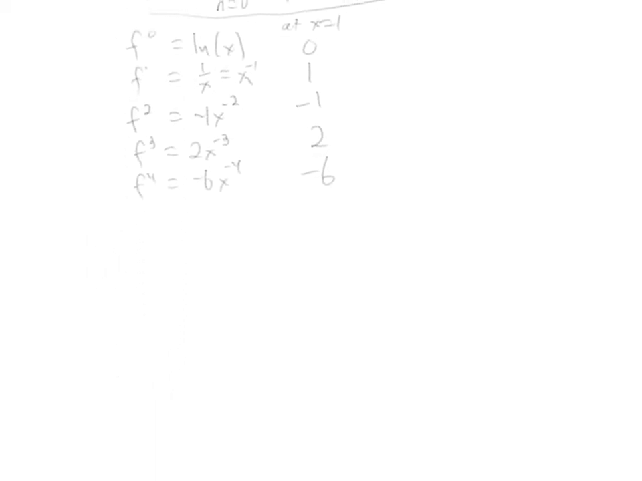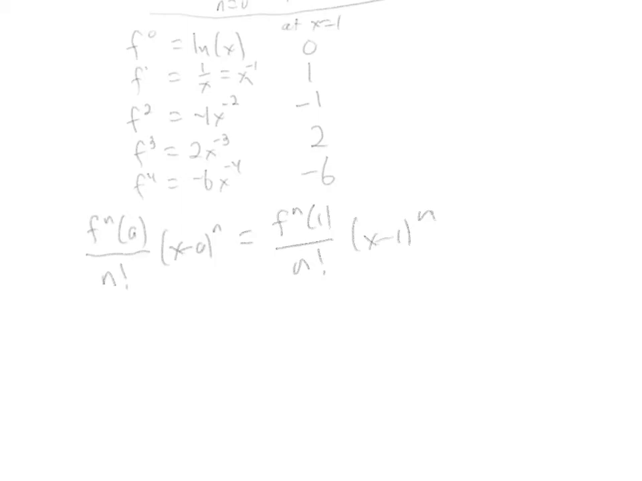So the Taylor polynomial for natural log of x centered around x equals 1 follows the rule. I'm going to write the rule down so I don't forget it: f nth derivative at a over n factorial, x minus a to the n. So we're going to use 1. So we're going to do the nth derivative at 1 over n factorial, x minus 1 to the nth. So we're going to write out the terms.